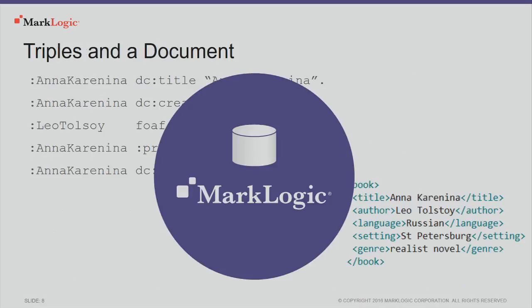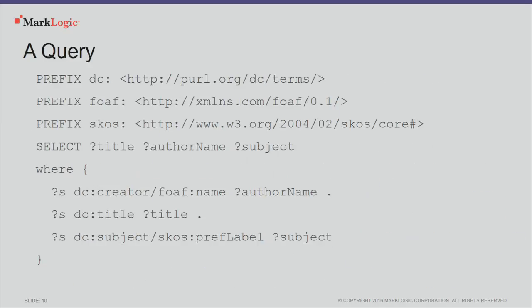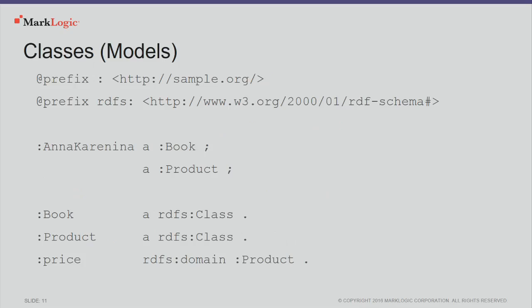So if I go back to my triples, I can see that Anna Karenina's creator is this IRI Leo Tolstoy, and his name is Leo Tolstoy. So if I run this query, that's the pattern that's going to match and pull up author name. So this is going to return the title, Anna Karenina, the author's name, Leo Tolstoy, and a subject. In this case, it'll be a Library of Congress subject because I took all of the published Library of Congress subject headings, threw them into MarkLogic, and I'm able to query them together with my triples right away.